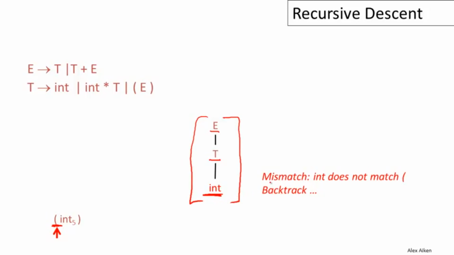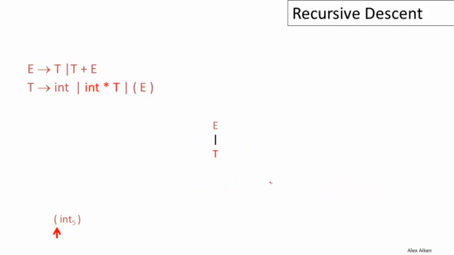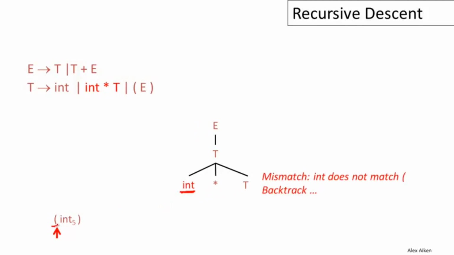So we're going to have to backtrack. That means we undo one or more of our decisions. We go back to our last decision point and see if there's another alternative to try. The last decision we made was to use T goes to int. So we undo that, and then we try the next production for T, which happens to be T goes to int times T. We expand T using that production. Once again, we've generated a terminal in the leftmost position, so we can compare it with the input. And once again, unfortunately, the int token does not match the open paren, so we have to backtrack again.